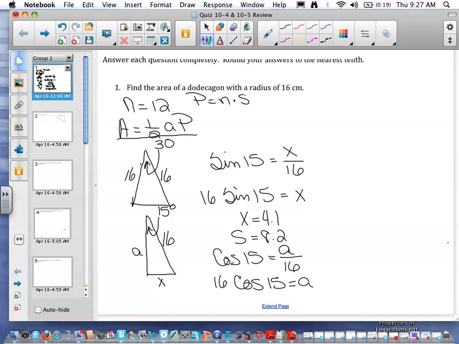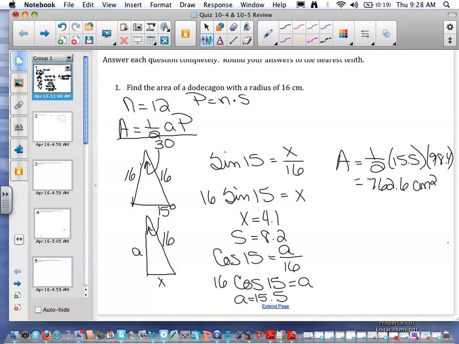So 16 times cosine of 15 is equal to a, and you should get that the apothem is equal to 15.5. So using this formula to find the area, it's 1/2 the apothem, 15.5, times the perimeter. The perimeter is the number of sides, 12, times the length of a side, 8.2, which is 98.4. So the area for this dodecagon should be 762.6 centimeters squared. Okay, that's one method to do it.